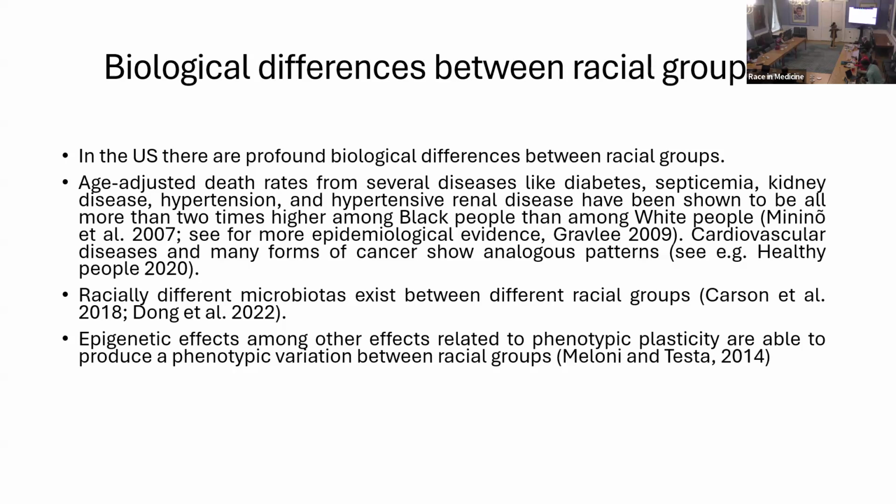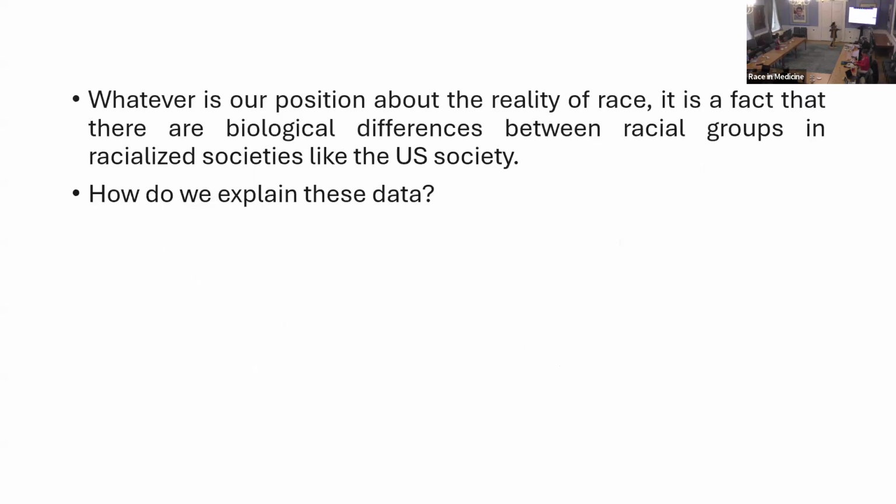Moreover, racially different microbiotas exist between different racial groups. And epigenetic effects, among other effects which are related to phenotypic plasticity, are able to produce a phenotypic variation between racial groups. So whatever our position about the reality of race, it is a fact that there are biological differences between racial groups in racialized societies like the US society. So the question is, how do we explain this data?